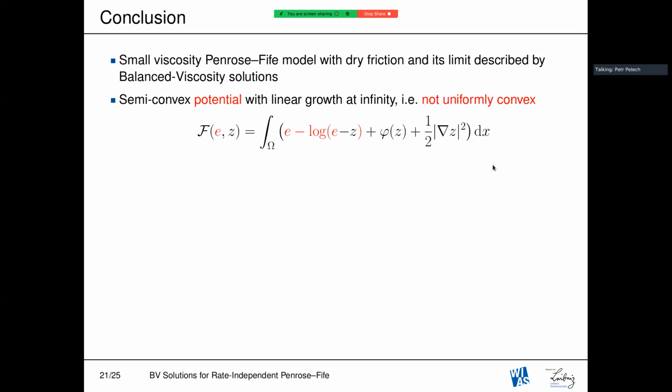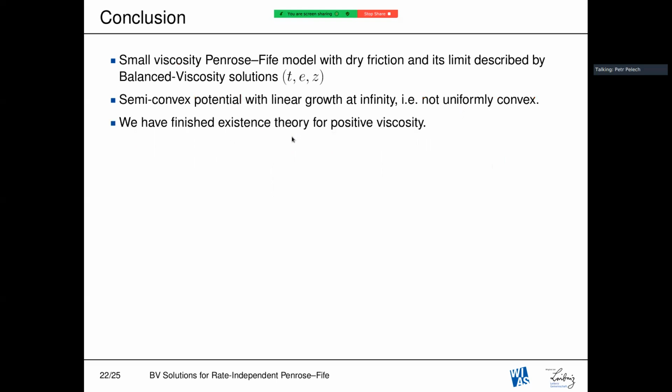The difficulty we have is that we do not have a uniformly convex potential in the energy. So it's linear at infinity, and hence we have to deal with measures and have to work more on the a priori estimates on the arc length. So far, we finished the existence theory for positive viscosity, and now we're working on the passage as epsilon tends to 0. So this is still work in progress.